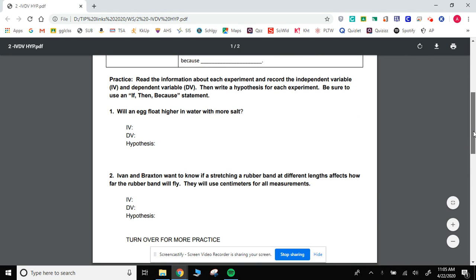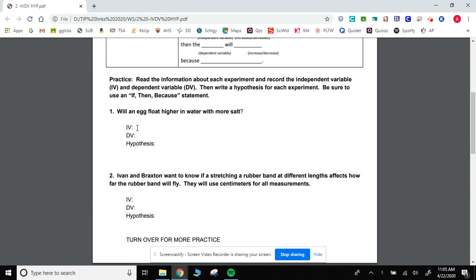So the first one here, will an egg float higher in water with more salt? What we're assuming here is that the additional salt in the water is going to affect how high the egg floats. So the independent variable is going to be the amount of salt in the water, and the dependent variable is going to be how high the egg floats. So we might write a hypothesis that if more salt is added, then the egg will float higher. Again, the if, the independent variable, and the effect, the then, is the dependent variable.